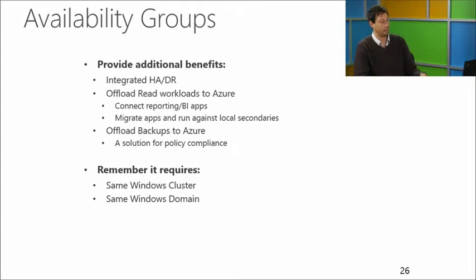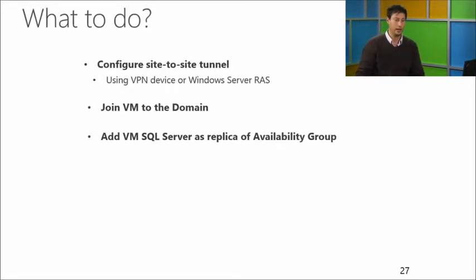Again, in the case of availability groups, we have the requirement of a Windows cluster, right? And this means that the secondary in the cloud and your on-premise SQL Server need to be running in the same Windows cluster. And because of that, they need to be running in the same Windows domain. Now, to achieve this, if you want to make sure that those secondaries can be part of the same Windows domain as on-premise, you need to configure what we talked about, the site-to-site tunnel. And you can do this using a VPN device or Windows Server Remote Access Services.